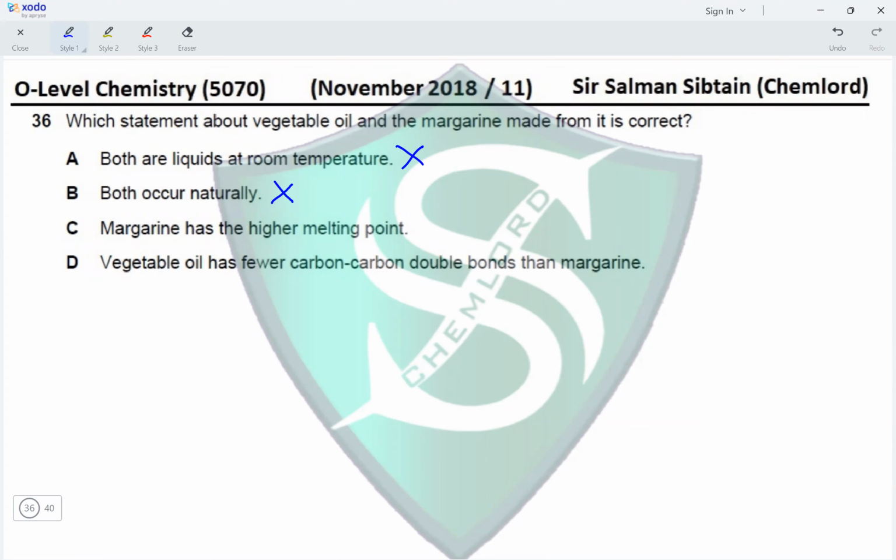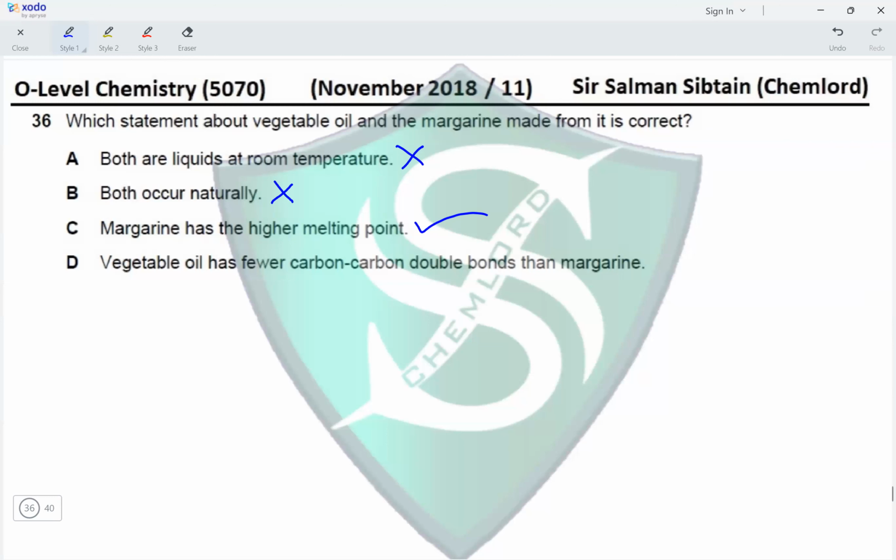Margarine has the higher melting point? Yes. Margarine will have a higher melting point because at room temperature, margarine is a solid while vegetable oil is a liquid. So that shows that margarine has a greater melting point than vegetable oil. Next, vegetable oil has fewer carbon-carbon double bonds than margarine.